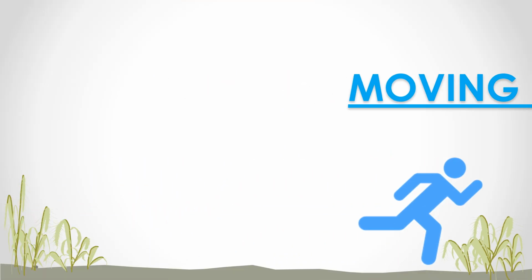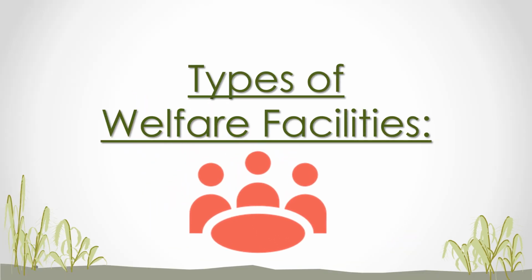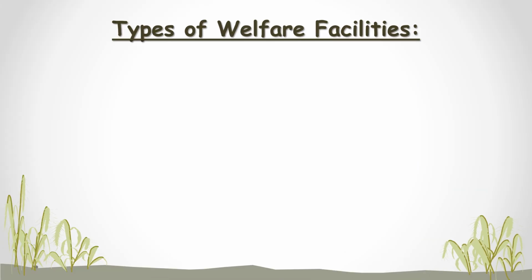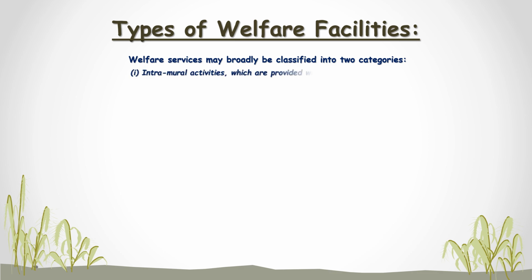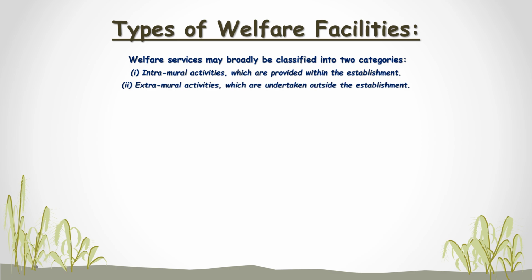Moving next. Types of welfare facilities. Welfare services may broadly be classified into two categories. 1. Intramural activities, which are provided within the establishment. 2. Extramural activities, which are undertaken outside the establishment.